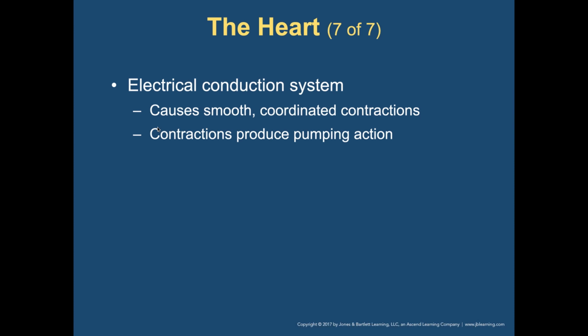From there, it travels down your septum very, very quickly through your bundle branches, and then starts again at the bottom of the heart, beating upwards. So if you get a heartbeat, it starts at the SA node. When it starts to hit those heart muscles, your contraction starts at the top of the heart.